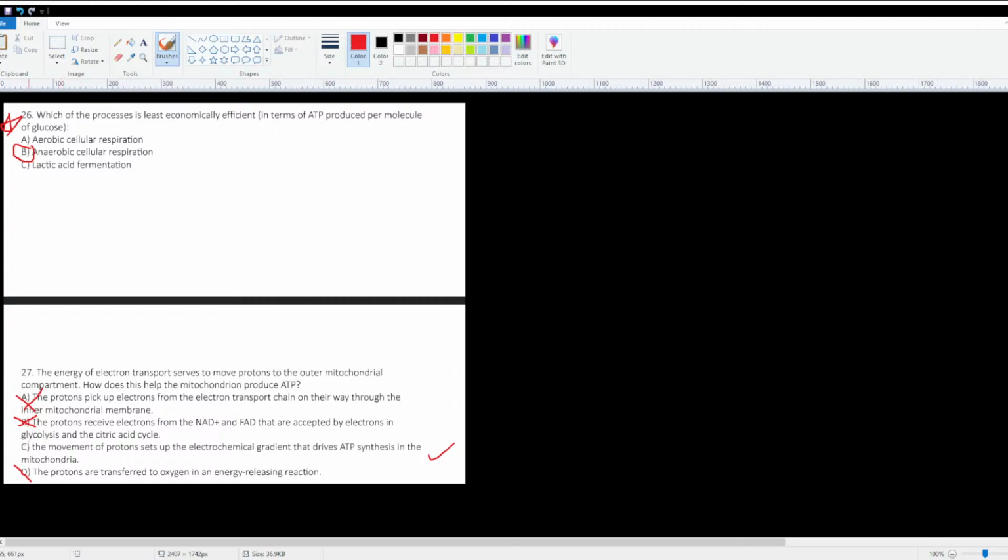So what's happening is the movement of protons sets up the electrochemical gradient. It's like a dam, right? That's what's happening. It sets up an electrochemical gradient that drives ATP synthesis in the mitochondria. It's that movement of the protons, how we're getting protons from one point to another. It's like water through a dam. It's powering a generator that's making ATP. It's powering ATP synthesis.